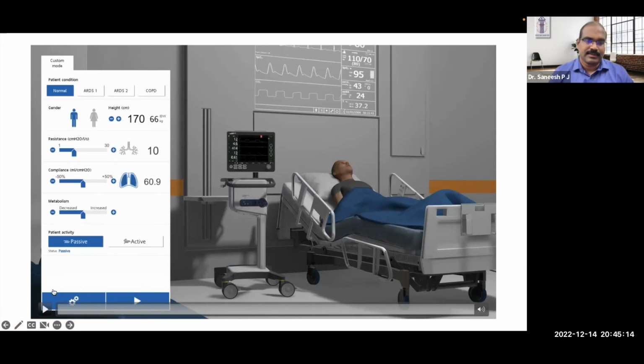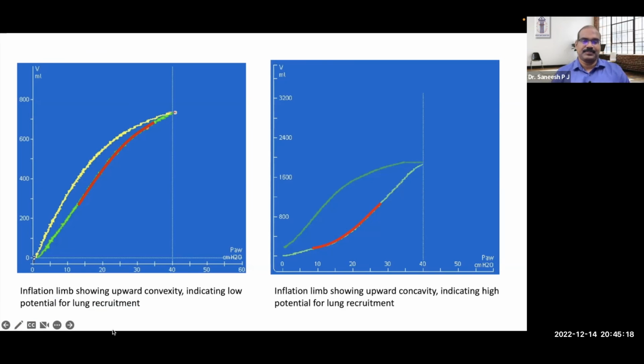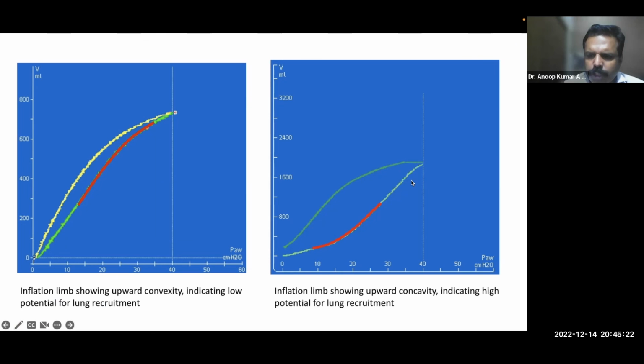We'll go back one slide. Okay, so if it is like this, the second part, then definitely it is a recruitable lung, and definitely you can apply more PEEP and see whether the compliance is improving or not. So these are the two types of lung, and these are the two different types of PV loops as well.